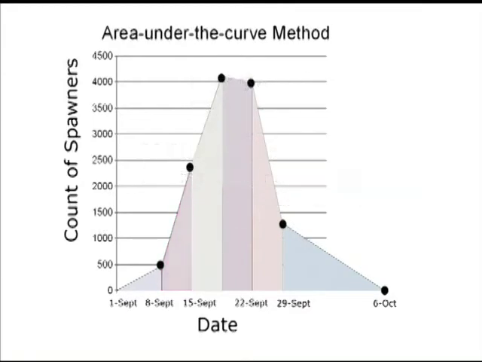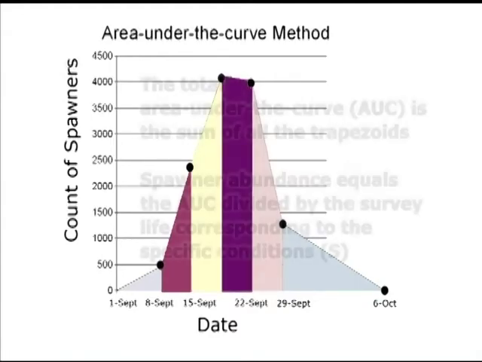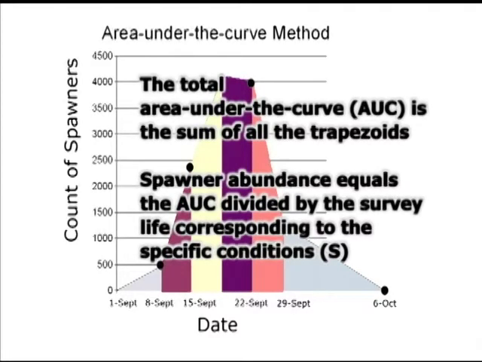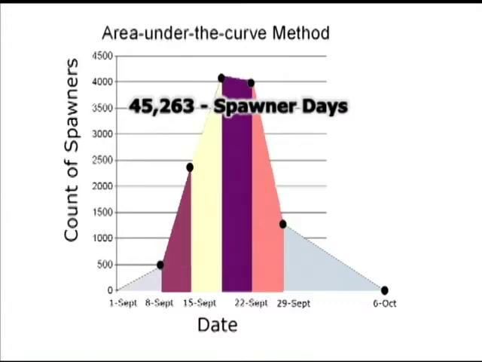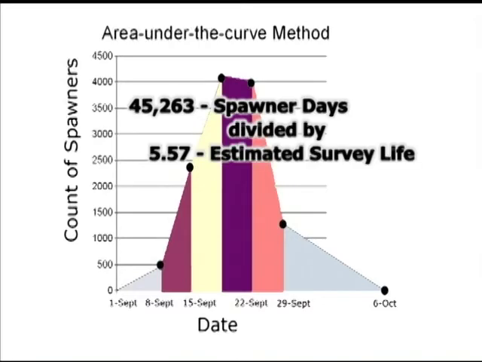And we'll repeat this for the spaces between all of our surveys, and then we add up all the area under those trapezoids, and that'll give us an estimate of the total number of fish days. So with this example, we estimated there was a total of 45,263 spawner days. And we'll divide that by our estimate of survey life, which was 5.57 days, yielding an estimate of spawners of 8,130.